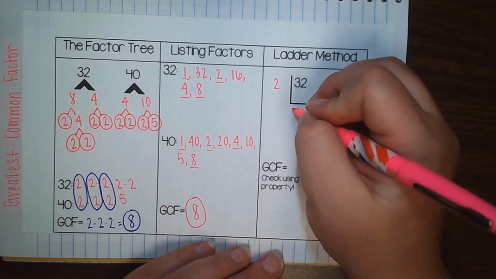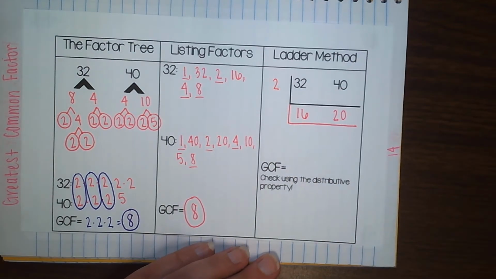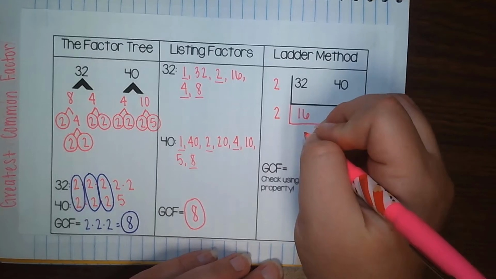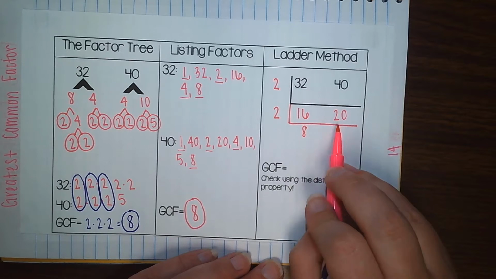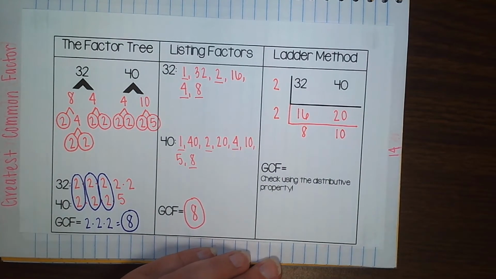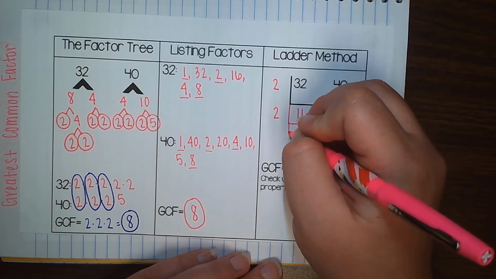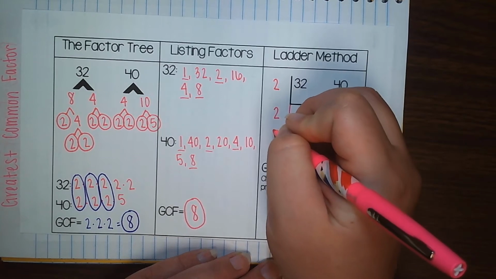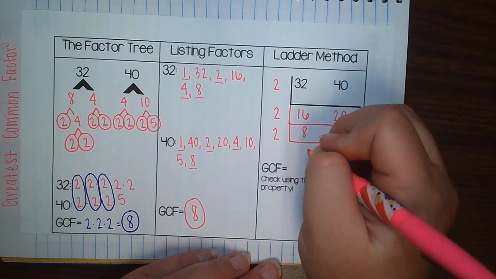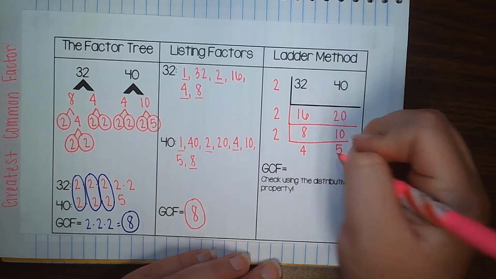Both of these again are even numbers, so we can take out a 2 again. 16 divided by 2 is 8. 20 divided by 2 is 10. Both of them again are even, so we can take out a 2. 8 divided by 2 is 4. 10 divided by 2 is 5.